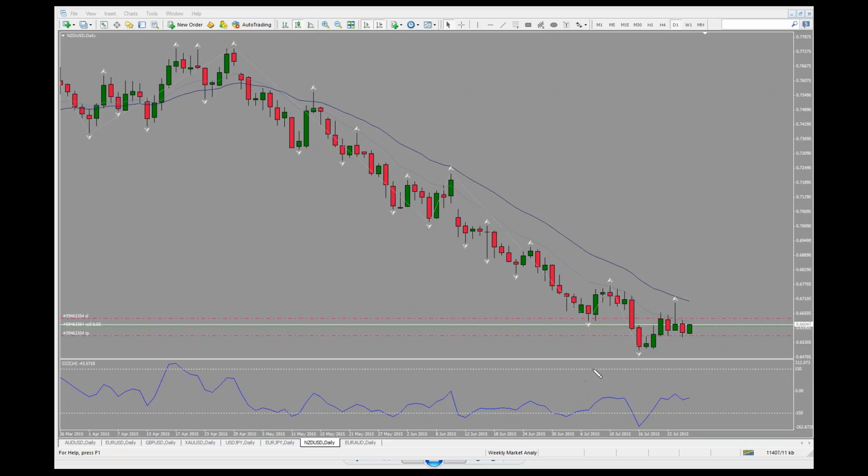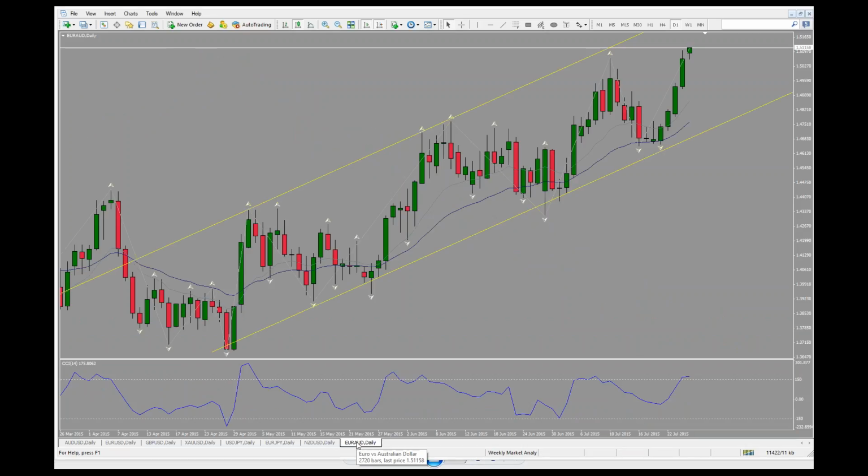So in any case, Kiwi dollar, I'm still looking for something like that. So I'm looking for an entry to shoot me down. I'm looking for a price action entry with a fractal at the top to break and go downwards. Last but not least, Euro Aussie.